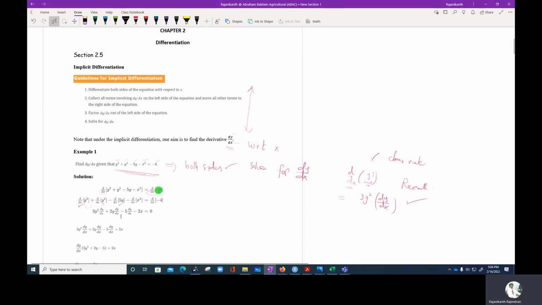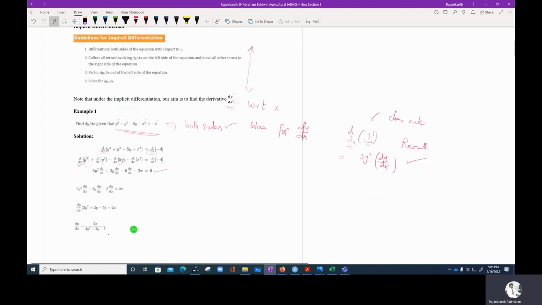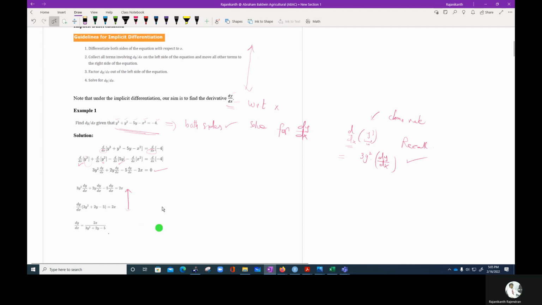On this side you see the constant part, and if you take the derivative of the constant negative 4, it is always going to be 0. So this is the answer you see after differentiating both sides with respect to x. The question is finding dy over dx, right? Now you have to combine all dy over dx terms, and after that solve the equation for dy over dx. So these two steps come next.